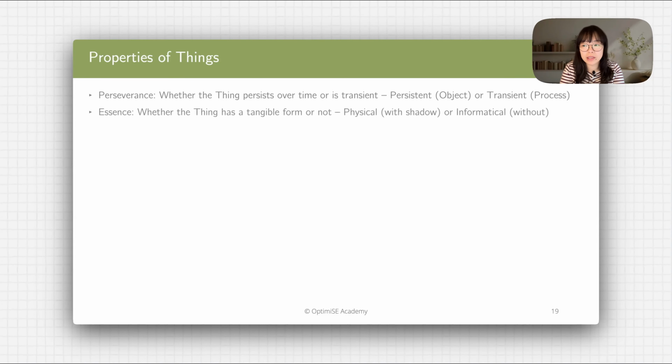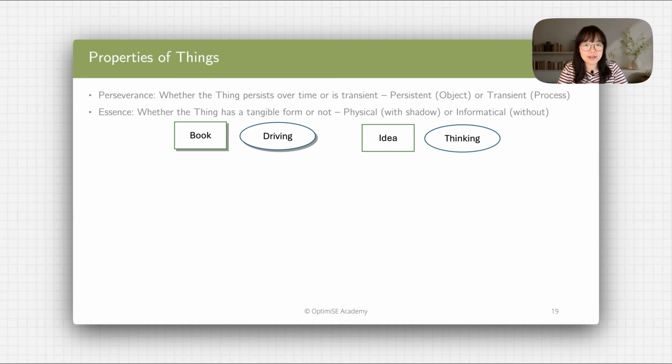Then for the second property, we have essence, which concerns whether the thing has a tangible form or not. So you may have guessed correctly throughout the lessons, when an object or a process has a shadow, it is a physical thing. So things like a book or the driving process, because they have tangible forms, are called physical in OPM. On the other hand, for things like an idea or thinking, which don't really have a tangible form, we call them informatical, and we take away the shadows. And it's also quite an easy thing to remember because only physical things can cast shadows.